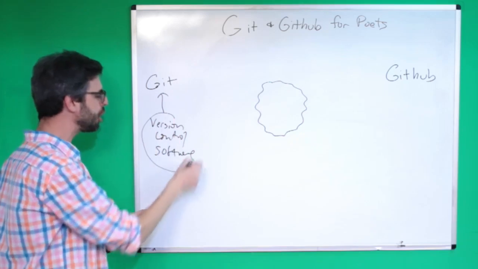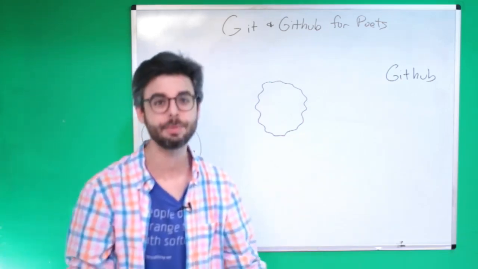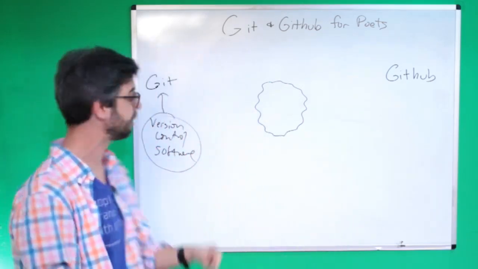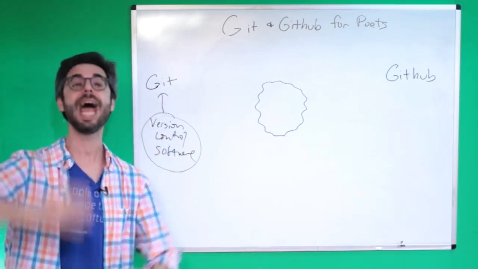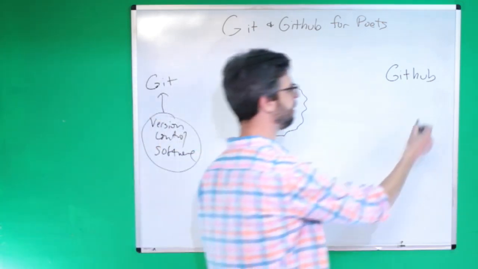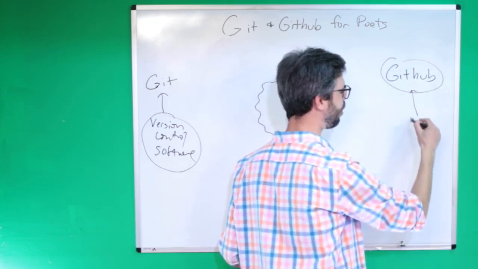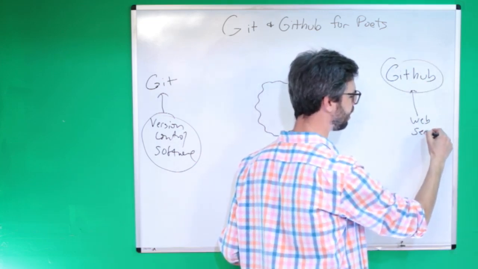But Git is just version control software. There are countless examples historically of other version control software. This is a particularly popular one. You can run this on your laptop. You can run this anywhere you want. GitHub, I'm going to call it a website or a web service.